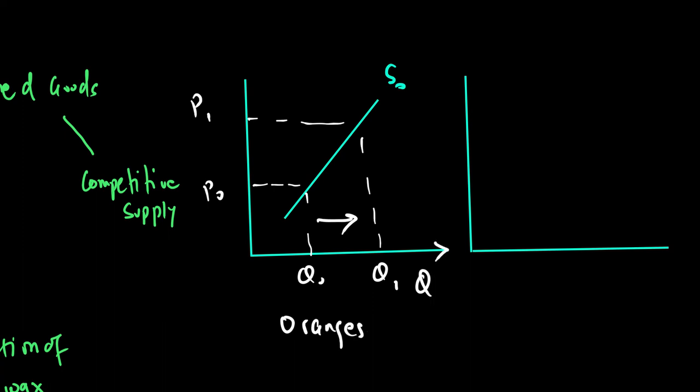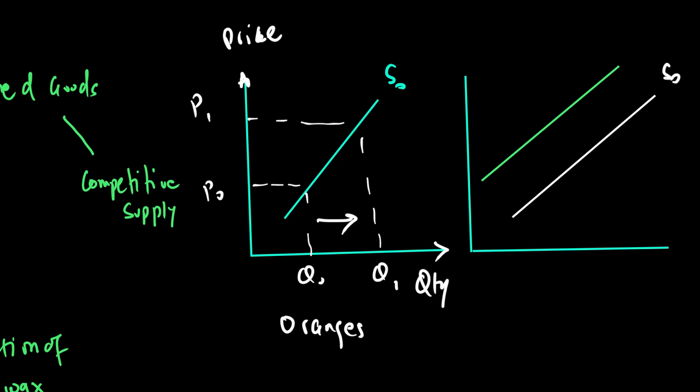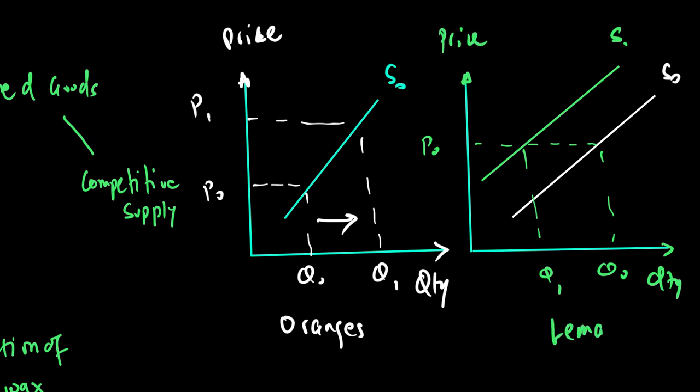But that would mean I have less land available for lemons. So while I am producing more oranges, the supply of lemons in the market will go down. And why is that so? The supply curve will shift backward because now, for each and every price, there are fewer lemons produced, because there is less land available to grow lemons. So this is competitive supply: the production of one good can lead to less production of the other, because the inputs that are being used are used for one thing and not for the other.